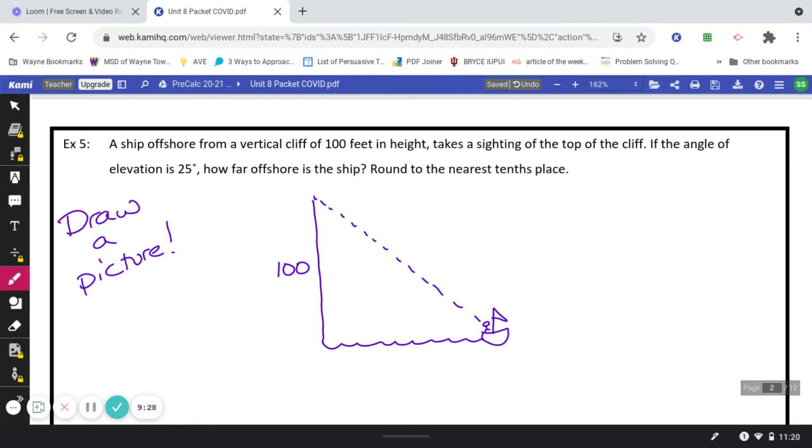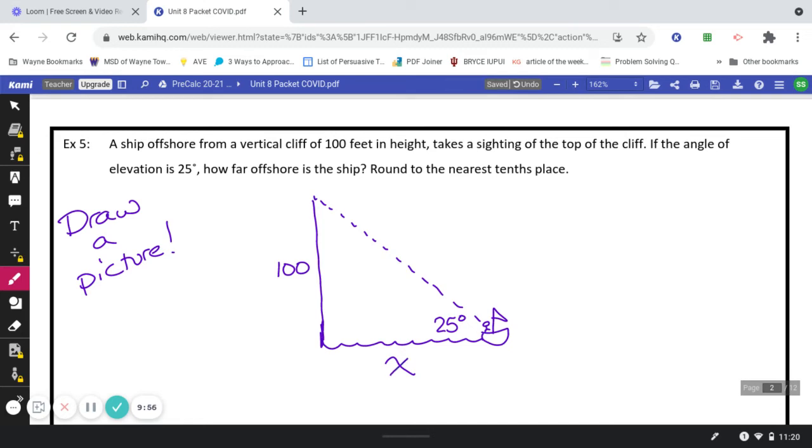If the angle of elevation is 25 degrees, angle of elevation means when somebody is down low, looking up. So from a low object, looking up to a higher object. So that would be the 25 degrees right there. And we want to know how far offshore, here's the shore, right? How far offshore is the ship? So we're looking for this distance.